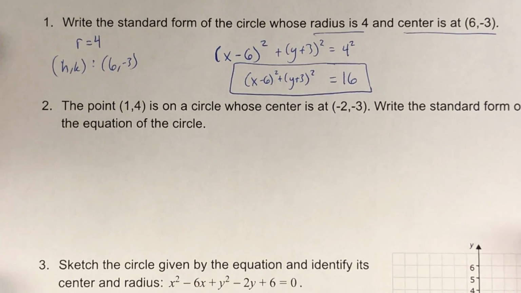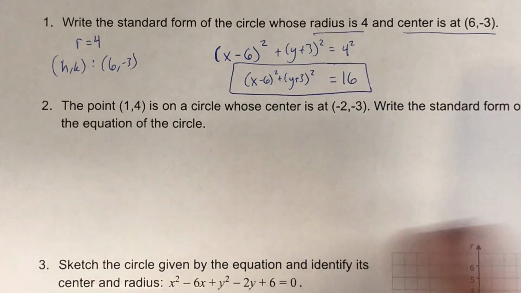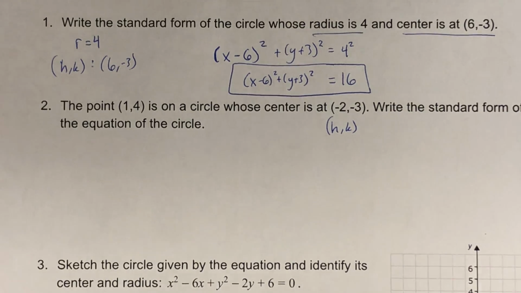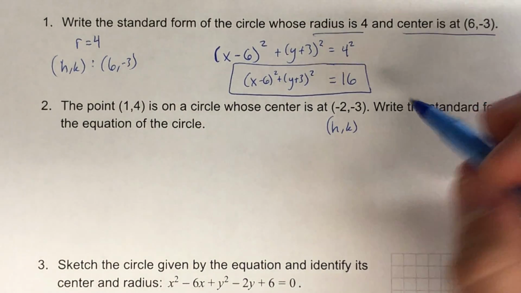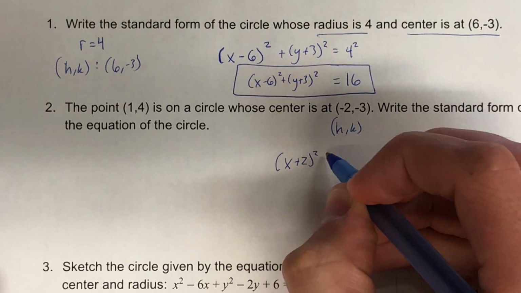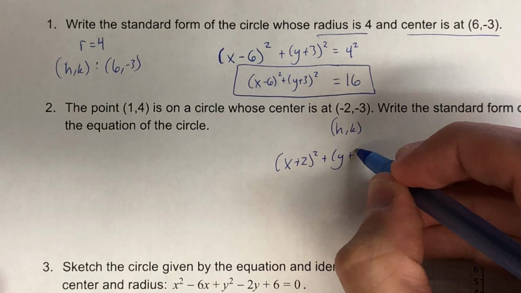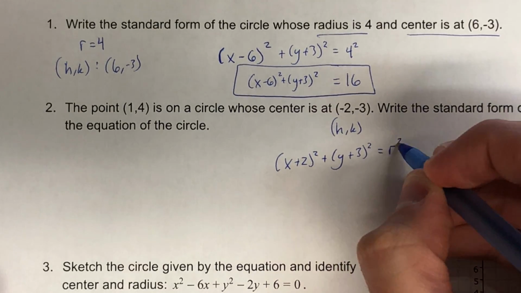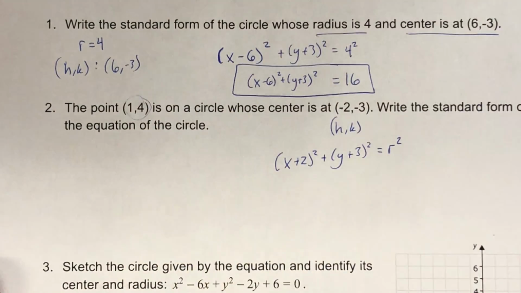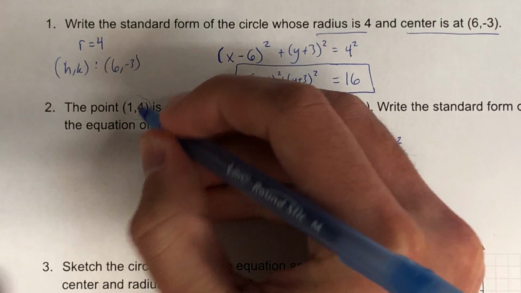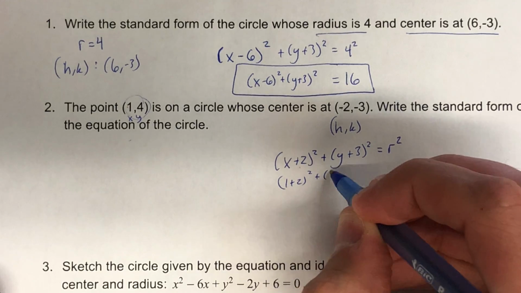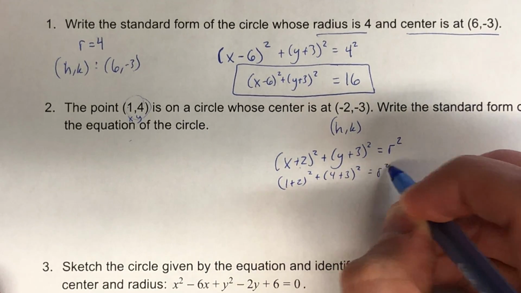Okay. Next, the point 1, 4 is on a circle whose center is at negative 2, negative 3. Write the standard form of the equation of the circle. So we can start by plugging in h and k. So we'll have x minus negative 2, so x plus 2, plus y minus negative 3, so y plus 3. We don't have r. But what we do have is a point on the circle, or a solution to this equation. So what we can do is plug in 1 for x, plug in 4 for y, and now we can solve for r.